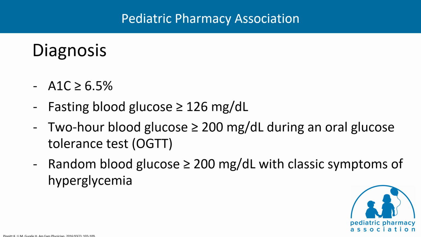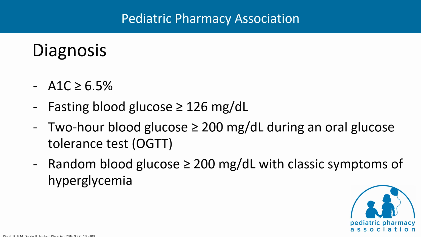And then finally, that random blood glucose test where the blood sugar is above 200 milligrams per deciliter at any given point in time, accompanied by classic symptoms of hyperglycemia. Those classic symptoms include increased thirst, or polydipsia, increased urination, or polyuria, unexplained weight loss, blurred vision, or fatigue.